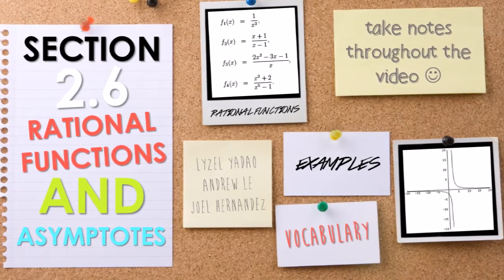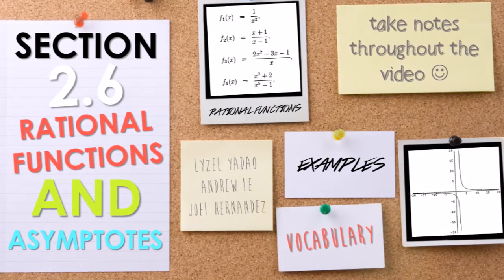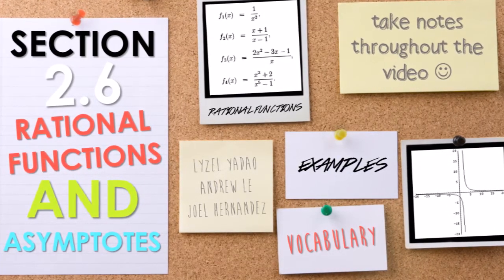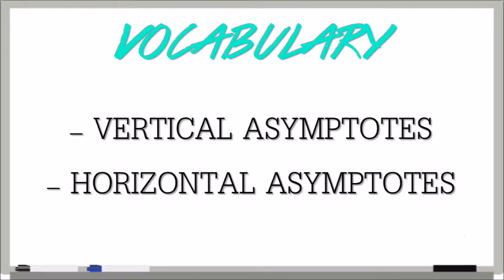Throughout the video, we will be going over some vocabulary terms and helpful examples. So take out a pen or pencil and a notebook as we head right into this lesson. Okay, so the first thing we're going to cover is our vocabulary terms. We'll be covering vertical asymptotes as well as horizontal asymptotes.